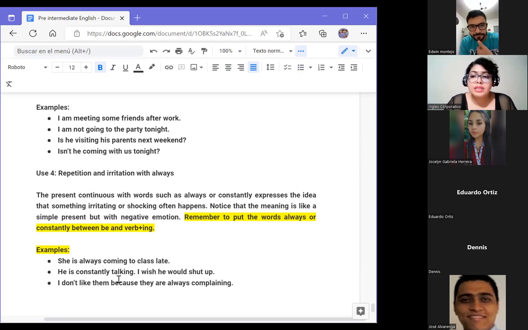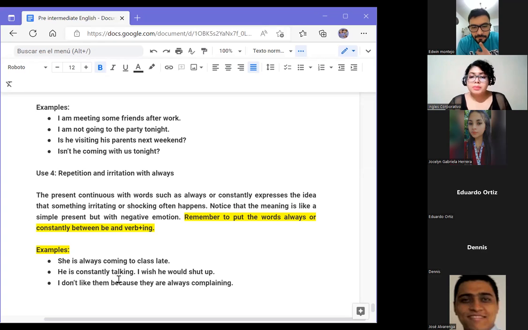So we have these three examples. Number one, she is always coming to class late. That is something that we really don't like about people, coming late to some places. Then we have, he is constantly talking. I wish he would shut up. In that case, someone is angry with someone because he is talking all the time, saying things. And number three, I don't like them because they are always complaining. They are just giving that negative emotion about some topic.